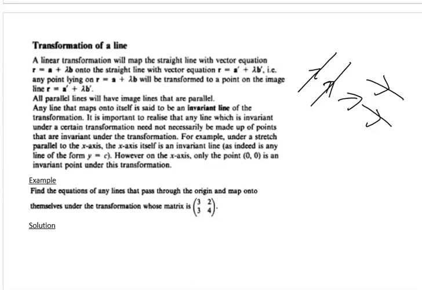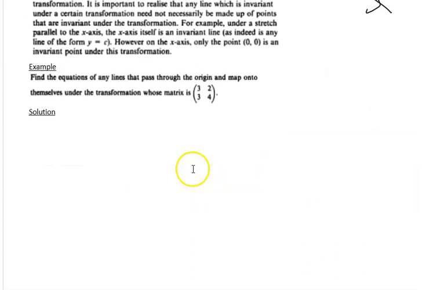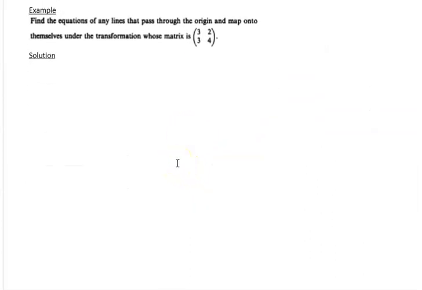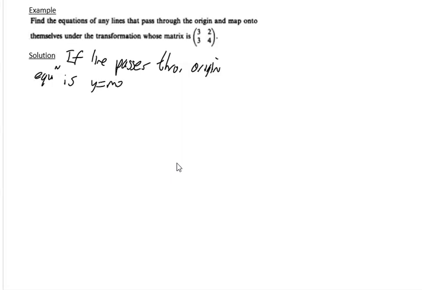Okay, on to this example. Find the equation of any lines that pass through the origin and map onto themselves under the transformation whose matrix is (3, 2; 3, 4). First thing to say is if a line passes through the origin, its equation is y is equal to mx. Remember, the general equation of a line is y equals mx plus c, but c is 0 if you pass through the origin, so y equals mx.